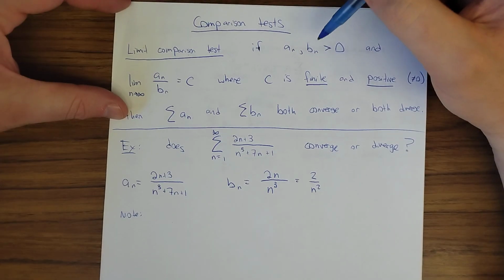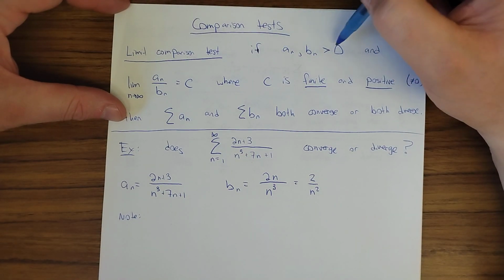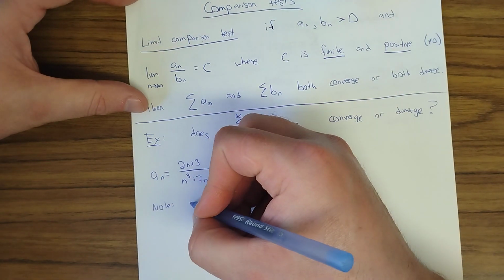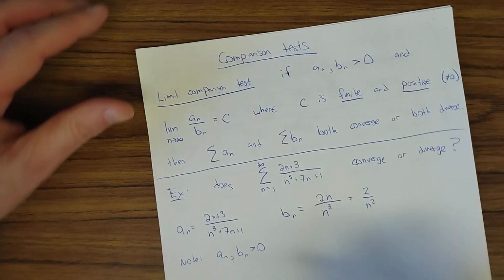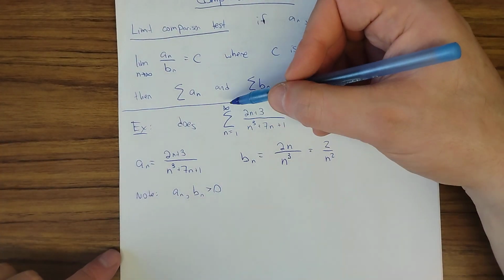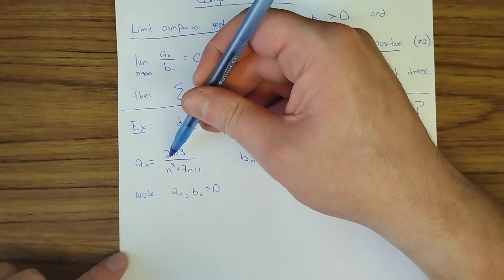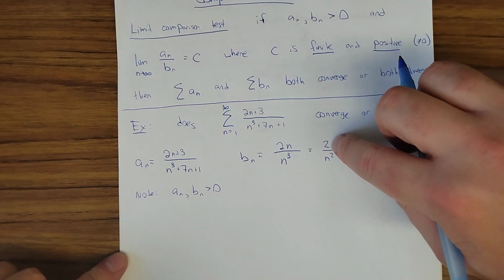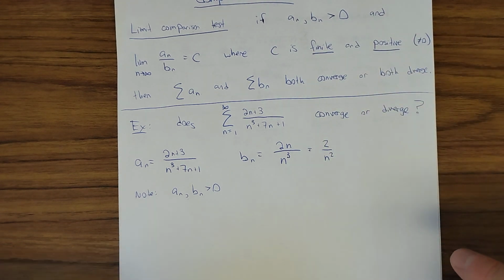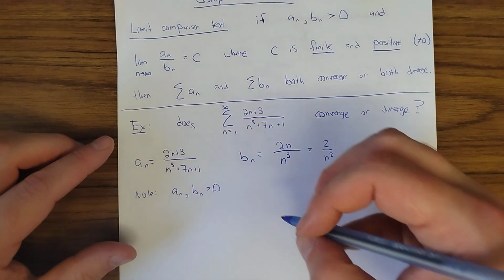And I guess, if I'm being careful, I should write down something checking that a sub n and b sub n are positive. They are, as long as I'm plugging in something from 1 to infinity. The top is a positive number, the bottom's a positive number. Also, if I look at b sub n, I've got 2 over a positive number, so I'm happy with that.